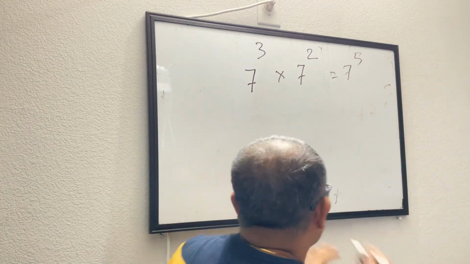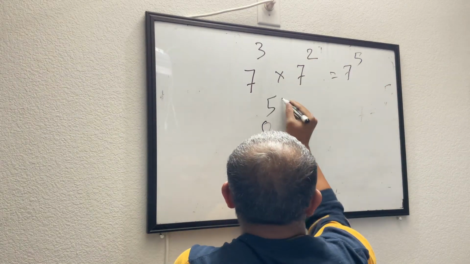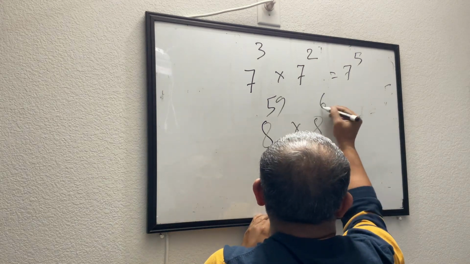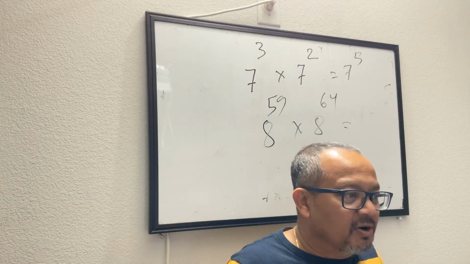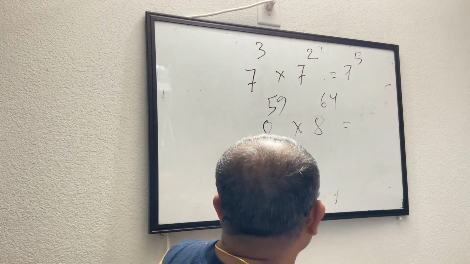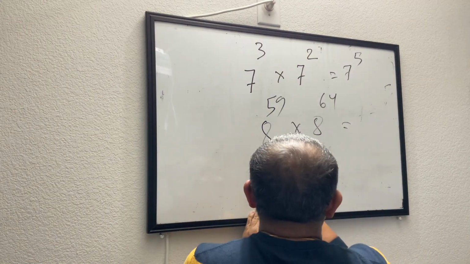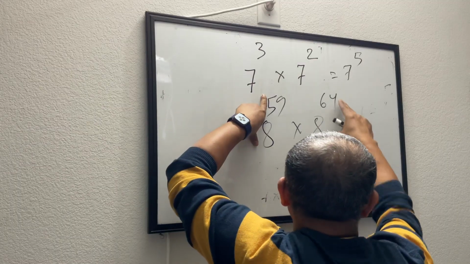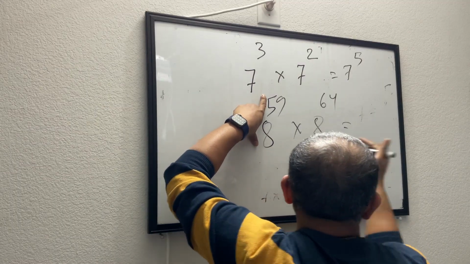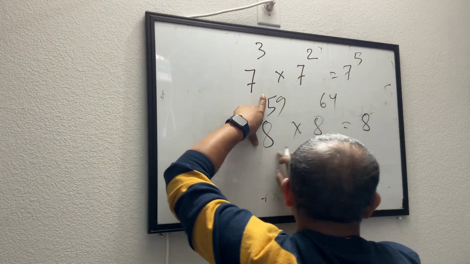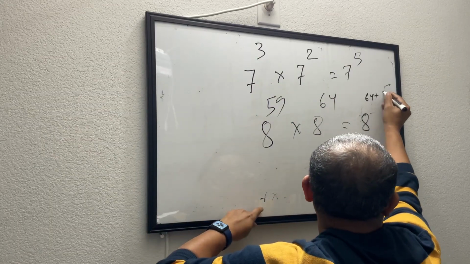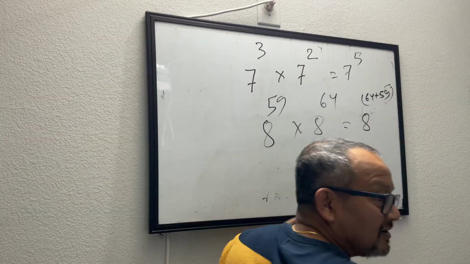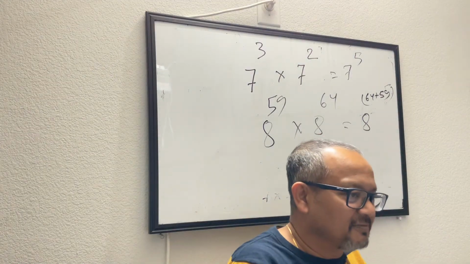So if somebody says a to the power 59 into a to the power 64, you will not start worrying about it. What you are observing here is your base is the same. So this is an exponent, this is also an exponent, and both the exponents have the same base. So my output will be the same base and the power being added. 64 plus 59, 123. Whatever it is.